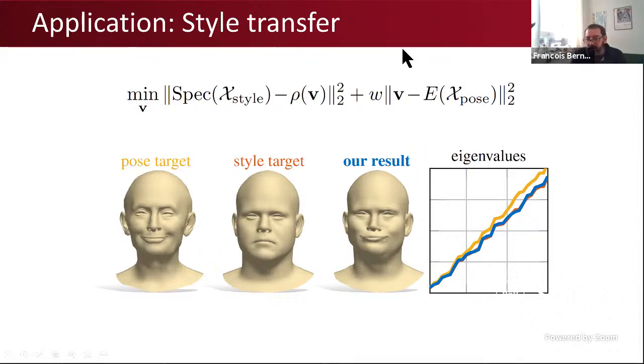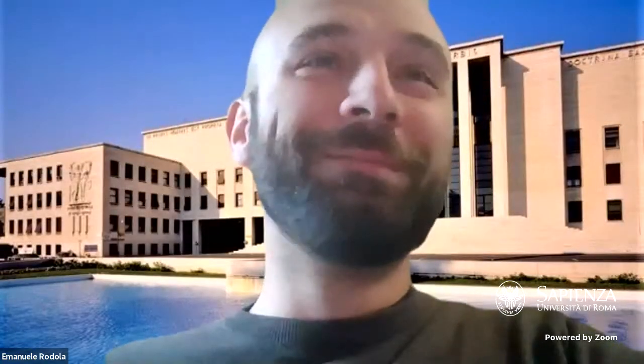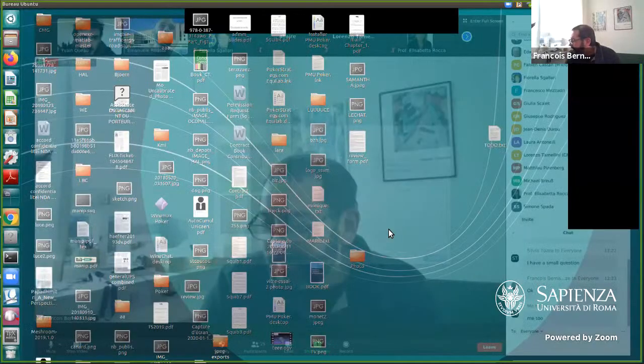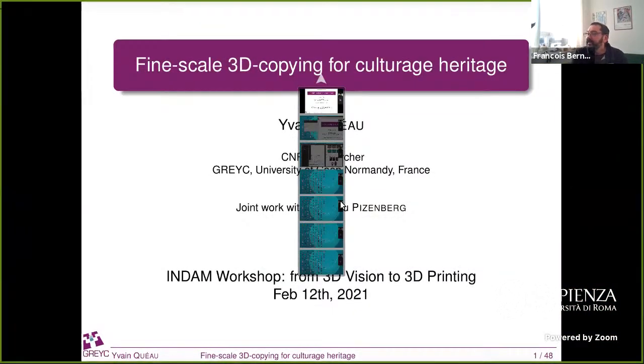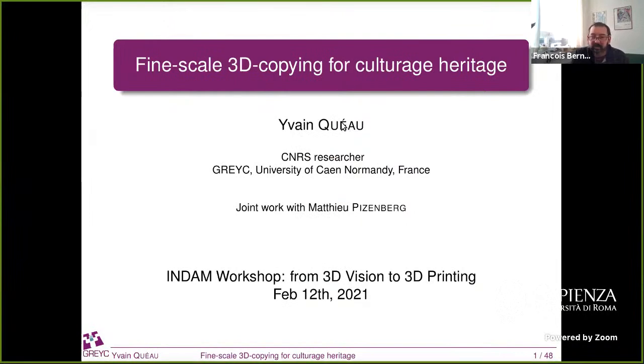Okay, I think we are just a few minutes late, so that should be Ivan's turn now. Thank you a lot, Emanuele. That was quite impressive and a bit worrying in some of the results, what you could do. So now we'll change the subject a bit, because Ivan will talk about fine-scale 3D copying for cultural heritage. And I guess there is a targeting biotapestry that would be indeed the center of the talk. So can you see my screen and hear me?